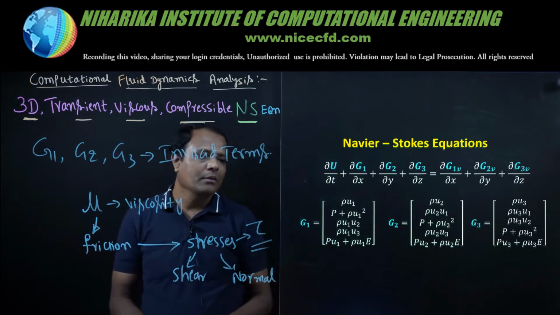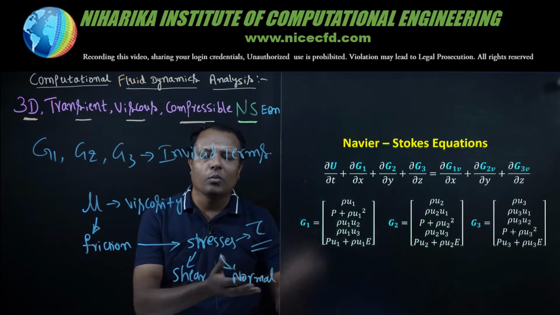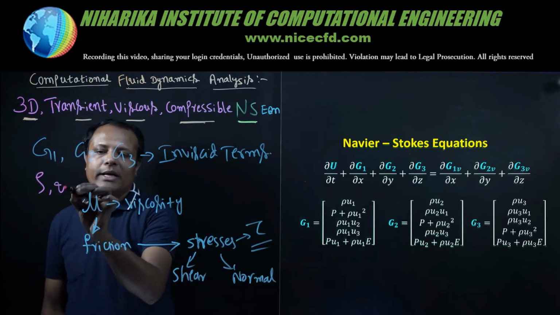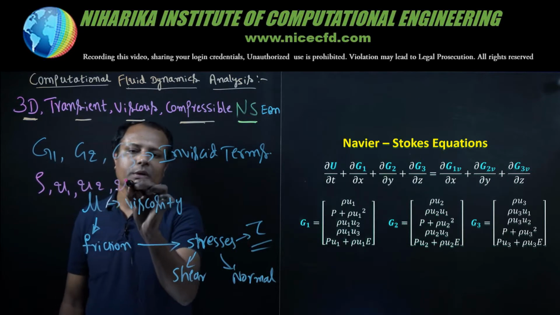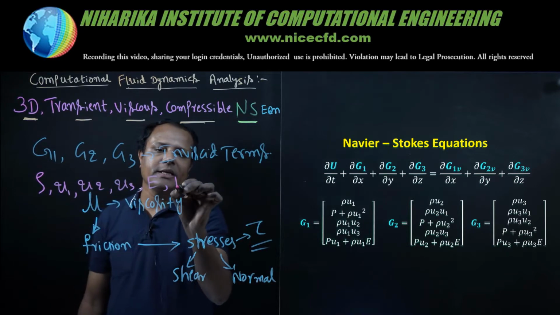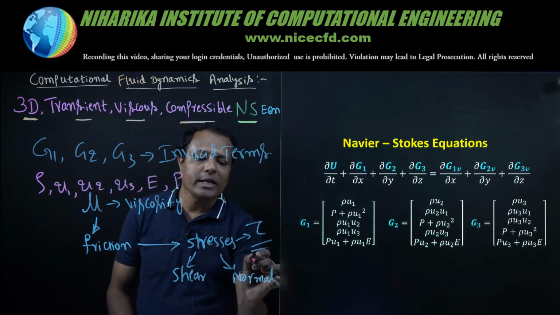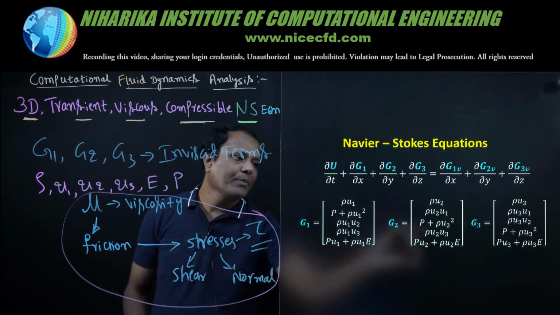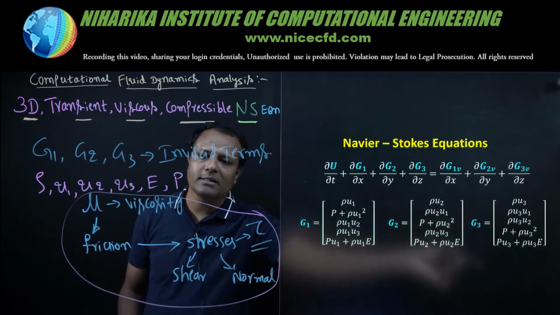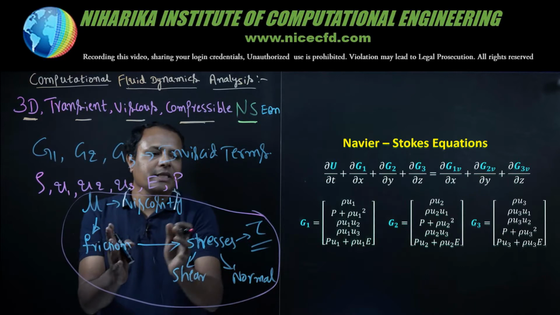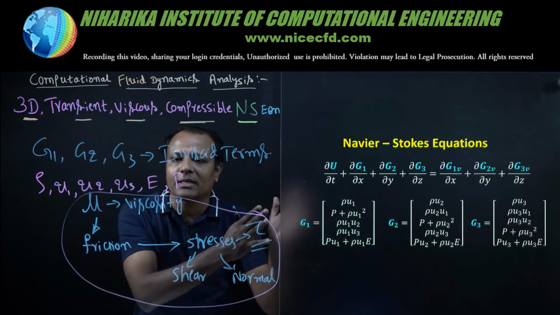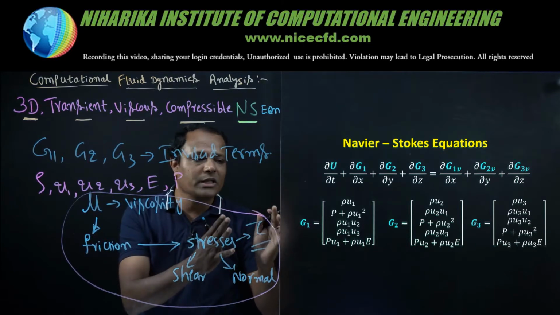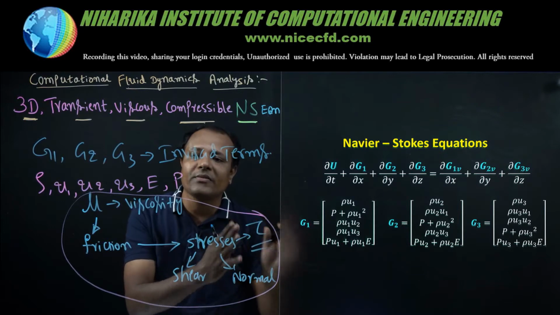Okay. Now, in G1, G2, G3, what all variables do we have? I have rho, I have U1, I have U2, I have U3, I have energy and pressure. I don't have any term which represents either viscosity or shear stress or normal stress. That means the effect of viscosity is mathematically not present in G1, G2, G3. That is the reason G1, G2, G3 are called inviscid terms.